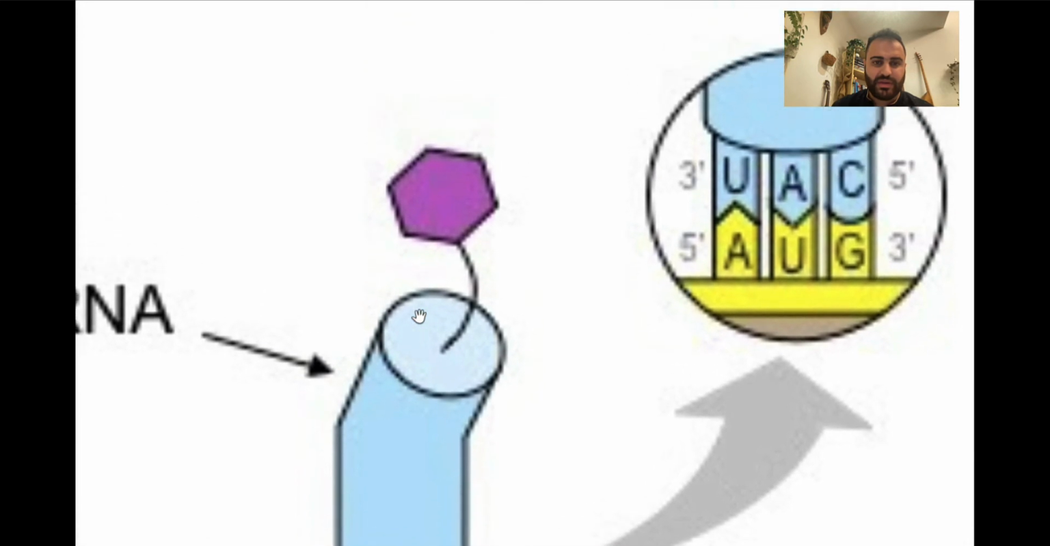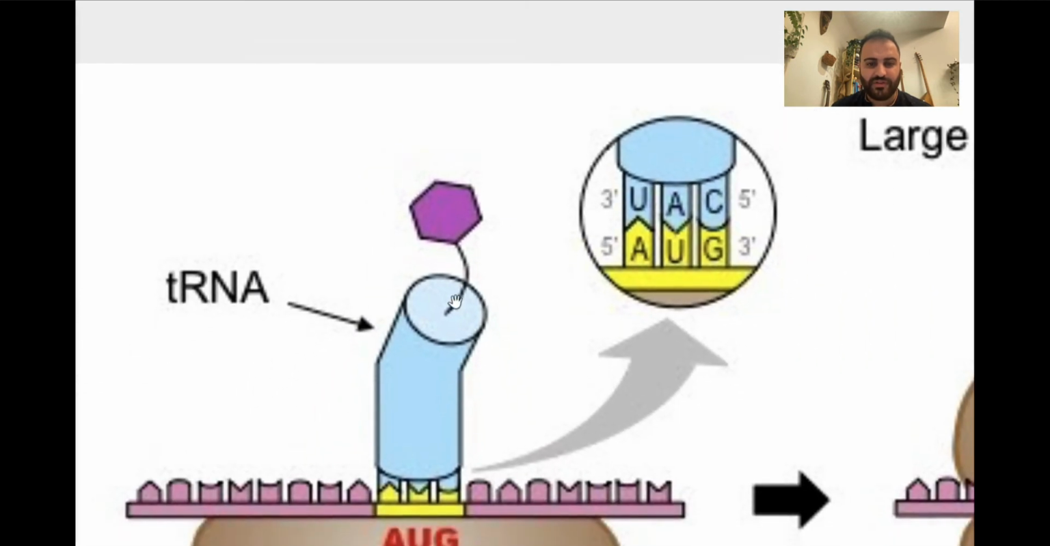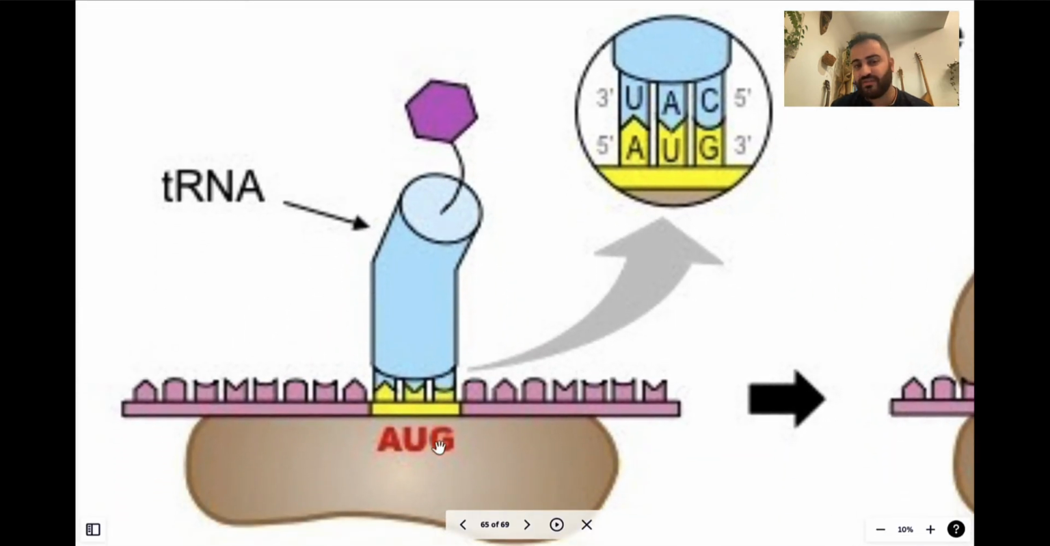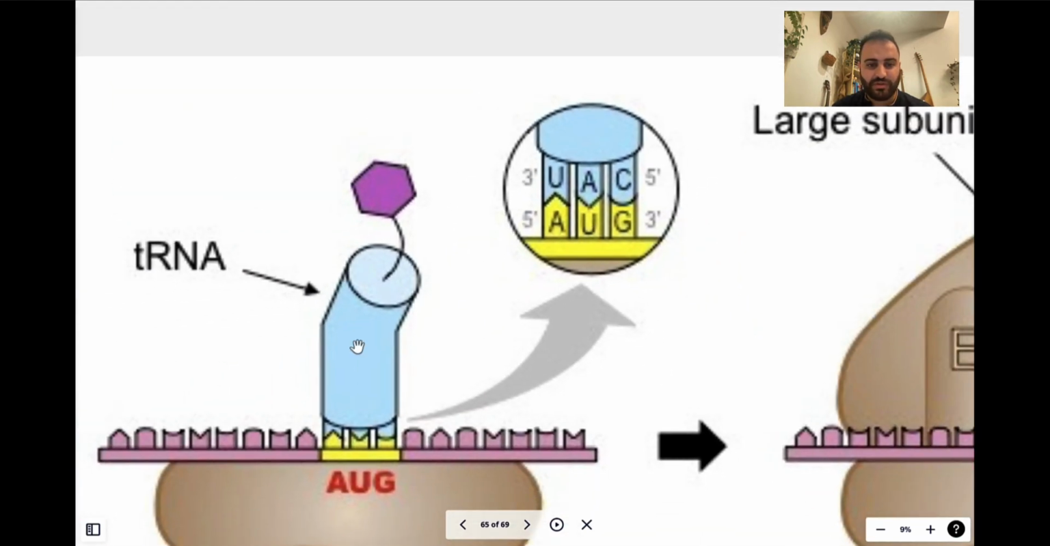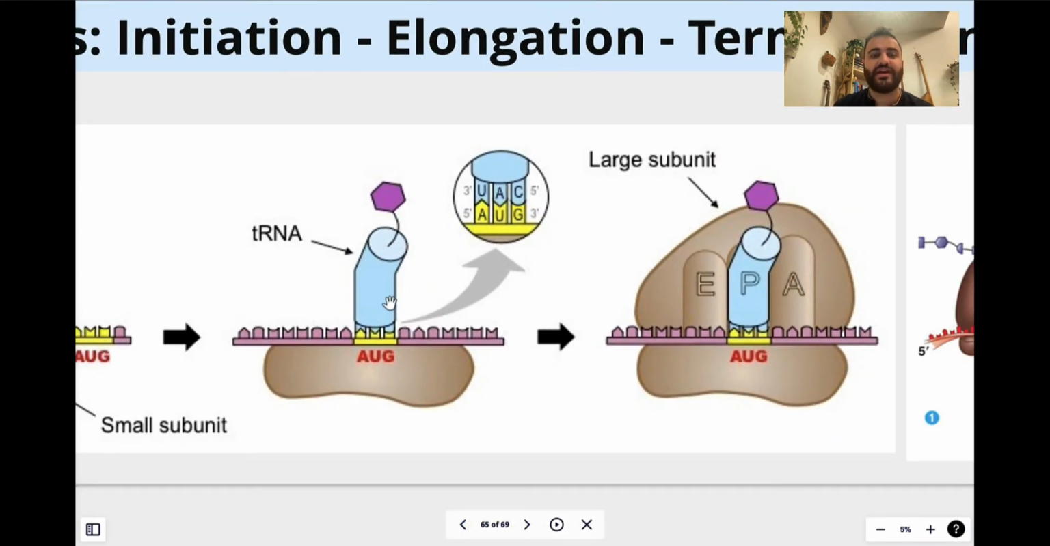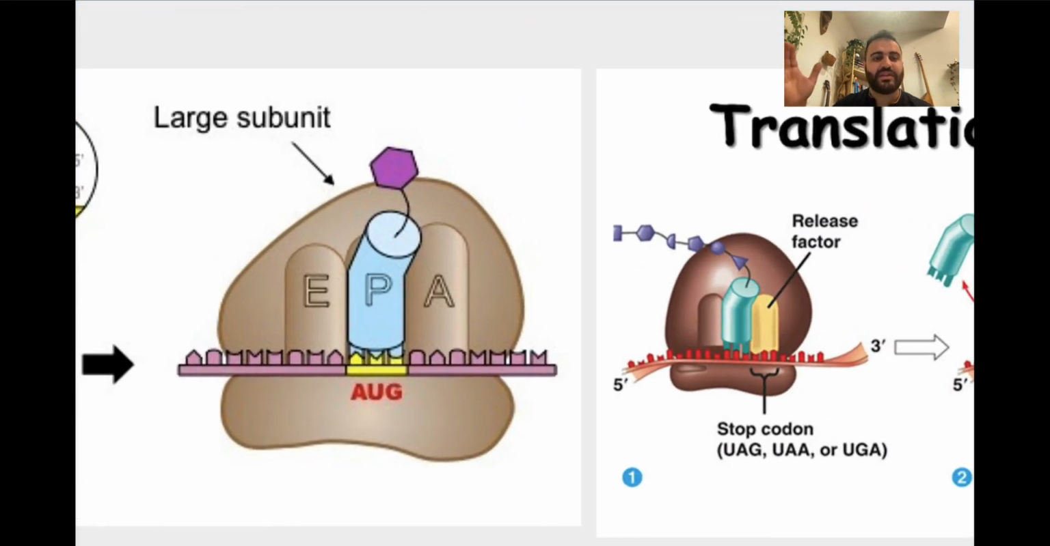And what is this amino acid? This is MET or methionine. So methionine is going to be the first amino acid, and AUG is the first codon. And if you look here, the blue one here, UAC, is the anticodon, and this is the codon. So the tRNA is going to bind to the start codon, and it's going to bring with it the methionine. This is the initiation.